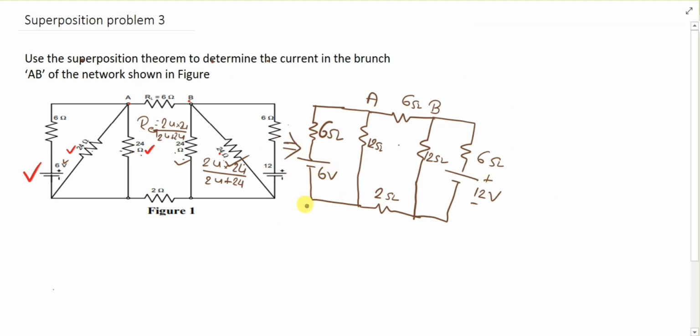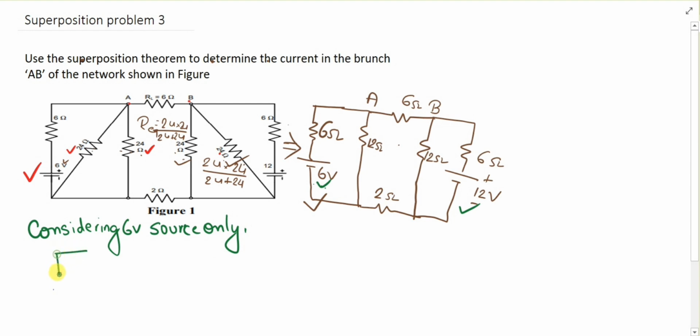Now you will implement the superposition theorem on this. How many sources are there? There are two sources, one of 6 volt and another of 12 volt. You can consider any of the sources. I am considering the 6 volt source only. After considering the 6 volt source, you have to draw the circuit, so don't forget to draw the circuit in the problem.